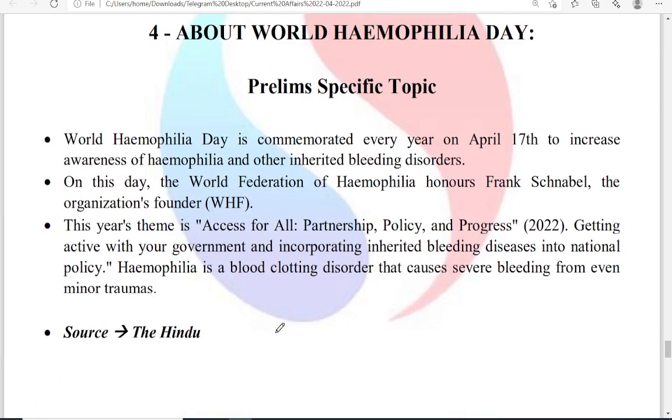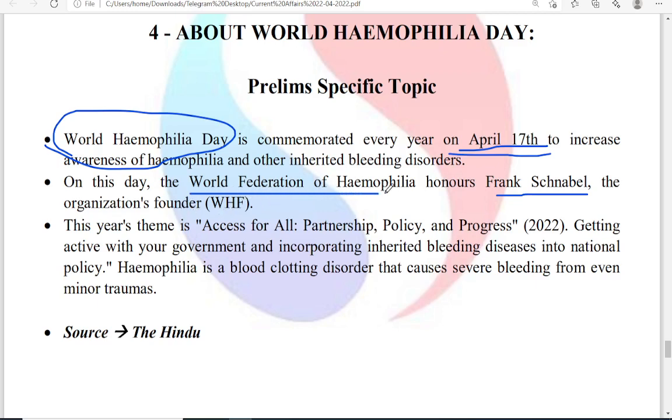The fourth news is about haemophilia, the haemophilia disorder. April 17th is commemorated as World Haemophilia Day to create awareness among the public about the danger caused by haemophilia. The World Federation of Haemophilia is an organization, and its founder is Frank Schnabel. They remember Frank Schnabel on April 17th.